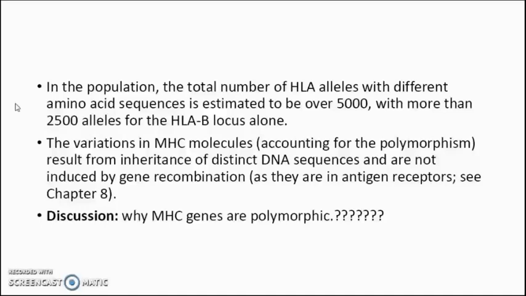In the population, the total number of HLA alleles with different amino acid sequences is estimated to be over 5,000, with more than 2,500 alleles for the HLA-B locus alone. The variation in MHC molecules accounting for the polymorphism results from inheritance of distinct DNA sequences, not induced by gene recombination, as they are in antigen receptors.